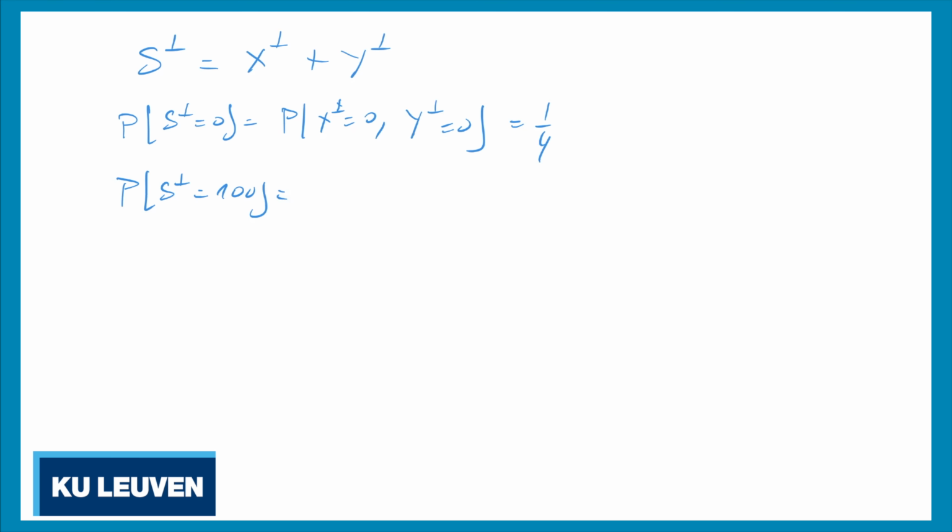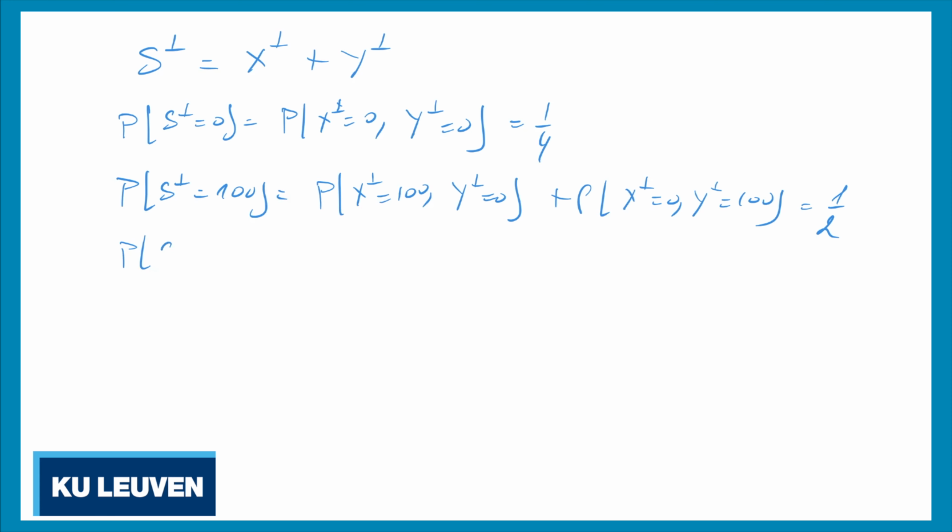If you now derive the probability that S is equal to 100, there are two possible situations where S can be 100. We have X is 100 and Y is 0, or we have X is 0 and Y is 100. And from the previous slide, we know that both probabilities are equal to 1 over 4, and 1 over 4 plus 1 over 4 is 1 over 2. And you can also derive in the same way that the probability that S is equal to 200 is equal to 1 over 4, because it's the probability that X and Y are both equal to 100.